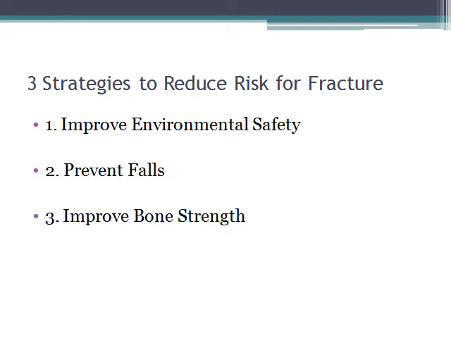Now, getting into specifically the problem of the fracture, there are three strategies designed to reduce the risk for fracture. One is to improve environmental safety, the second is to prevent falls, and the third is to improve bone strength. And we're going to talk about each one of these categories over the next few slides.